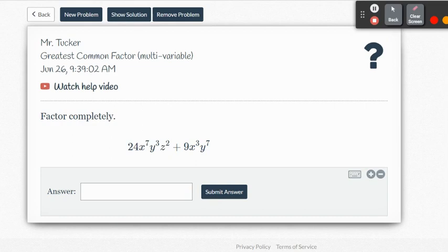All right, continuing to add another layer. This time we have both a coefficient and a variable in common, and multiple variables in common. So first step is to look for your GCF number part, coefficient part. The coefficients here are 24 and 9. So we look between 24 and 9 and see what they have in common. Well, 9 doesn't go into 24, but 3 goes into both of them. So 3 is our coefficient GCF.